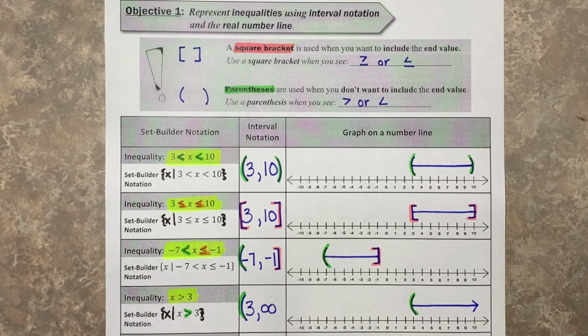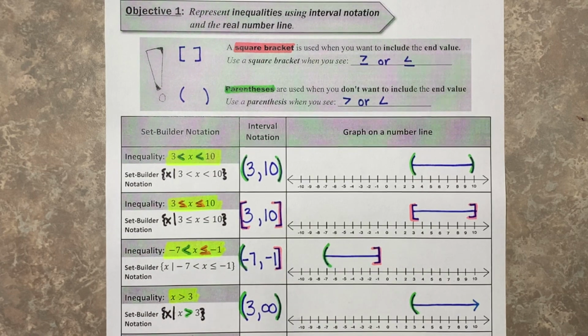Mathematicians have agreed that for positive infinity and negative infinity, we always use parentheses. That is just a rule that mathematicians have agreed upon. And we can sort of picture infinity as being an unreachable number. You can never actually get to infinity, so we can't actually include that because it's really unreachable. So we always use parentheses next to positive or negative infinity.